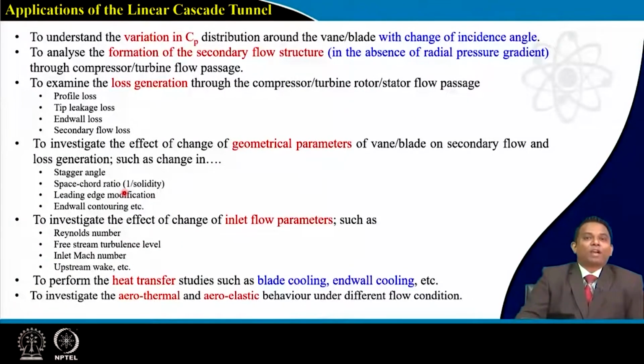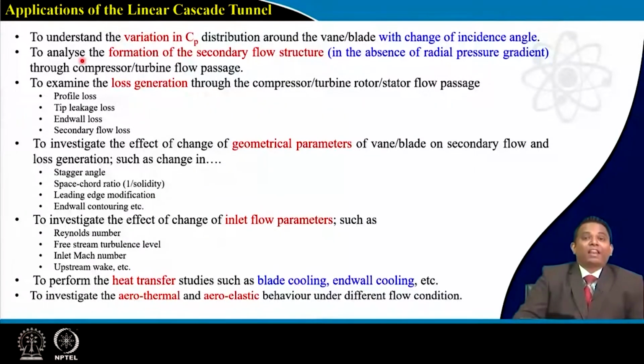Now these are some of the applications, as we have discussed, for the linear cascade tunnel. We can study the variation of CP with the change of incidence angle, because that is very important. Suppose I select a particular aerofoil and put it at some station in my blade, what will be the effect of change of incidence? That is very important. So based on the available data, people select a particular kind of aerofoil.